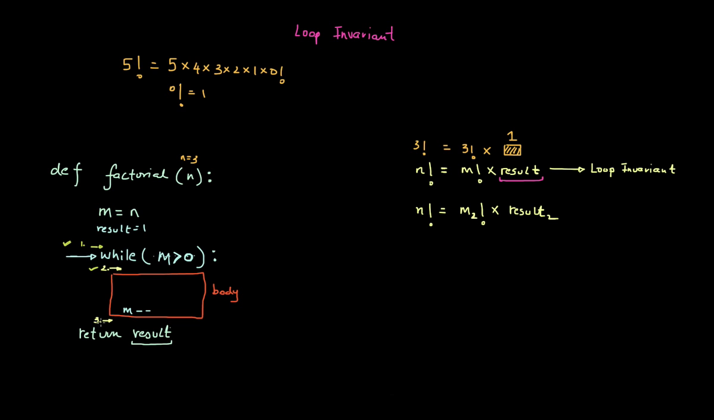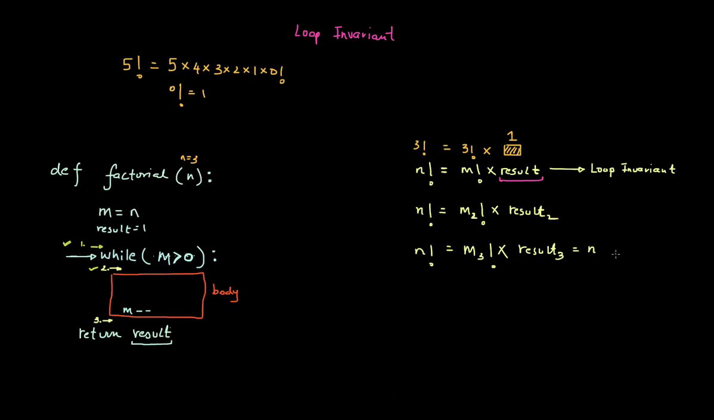What would the loop invariant be at point 3 then? At point 3, the loop invariant is going to be, well, n doesn't change, so n is still going to be n factorial. Okay, whatever is m at that point, let's call it m3 factorial, times whatever is result at that point. Result is going to be result subscript 3. But I know that whatever this m is at this point, well, m has just been decremented by 1. If m has just been decremented by 1, then m at this point could be rewritten.